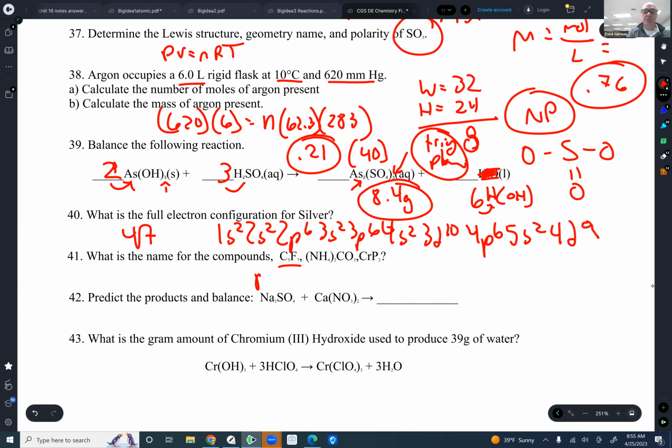Name these compounds. This is pentacarbon heptafluoride.